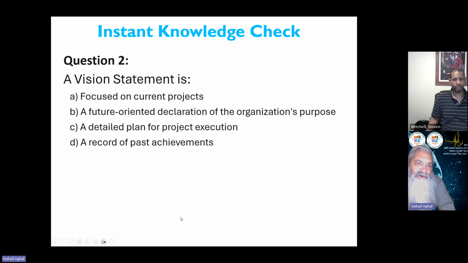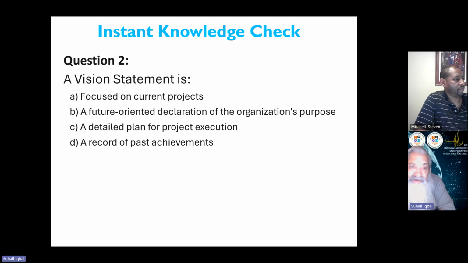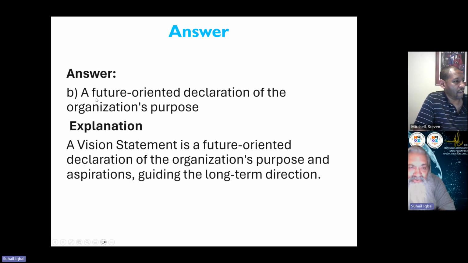Good. Two, which is true? The vision statement is focused on current projects. A vision statement is a future-oriented declaration of the organization's purpose. A vision statement is a detailed plan for project execution. A vision statement is a record of past achievement. Say B again, B again. Which one? B, future-oriented. B is the correct answer.